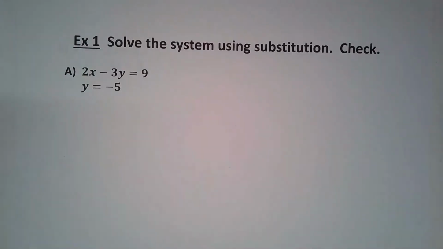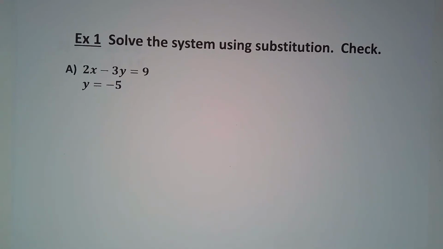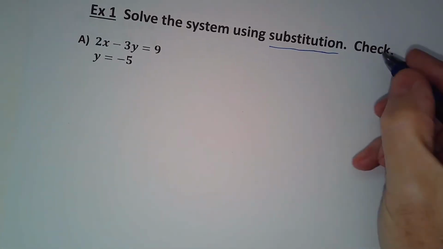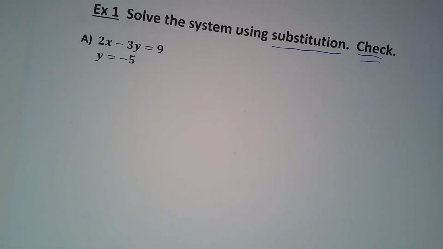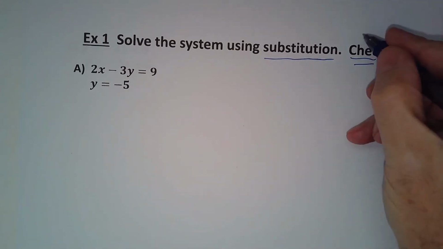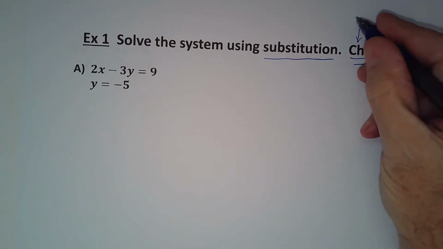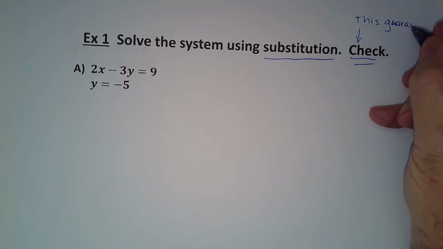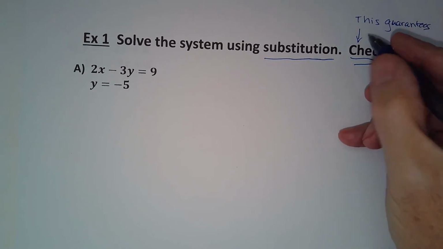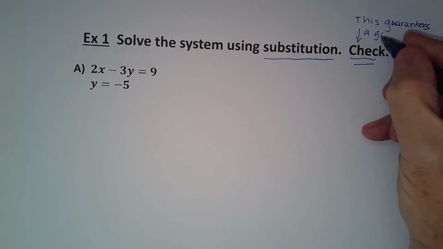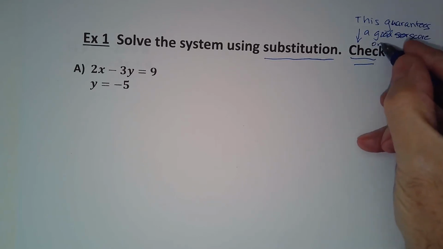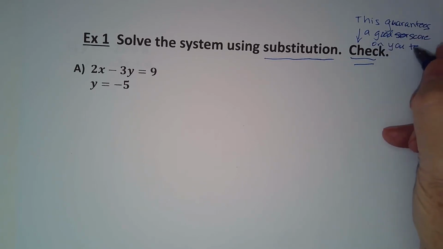All right, so we're going to solve the following system using, again, substitution. And then we're going to check. Checking will guarantee you a good score, maybe even 100%. So you want to do that, okay?